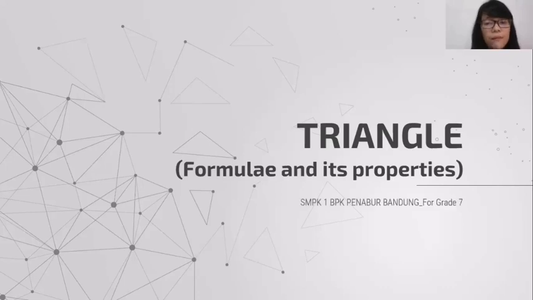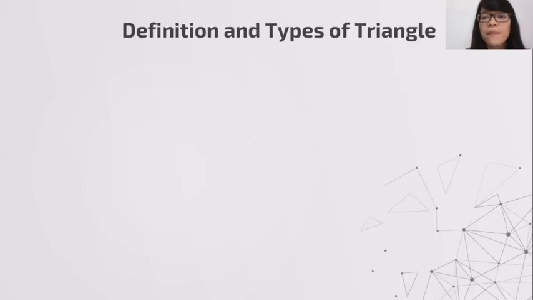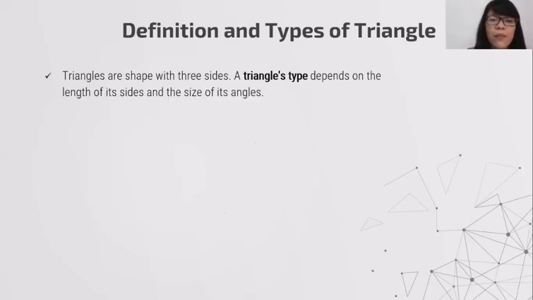We start from the definition and types of triangle. Okay, as I told you before, this is not a new thing for you, so we just need to repeat and remind what you already learned when you were in primary. Triangles are shapes with three sides, as we know. A triangle's type depends on the length of its sides and the size of its angles. Okay, so that's the definition of triangle. And let's talk about types of triangle.